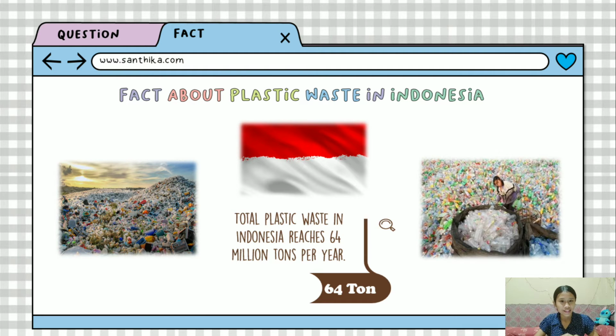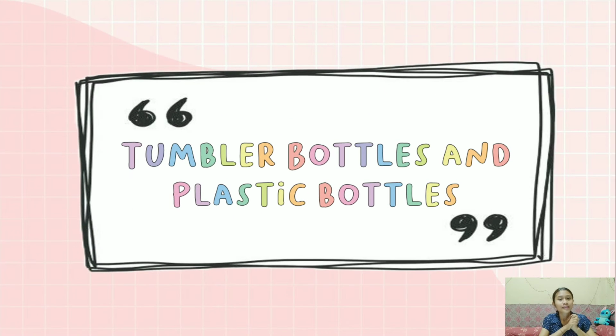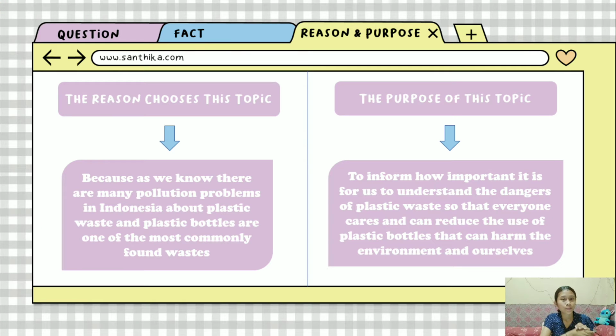So, after my explanation, do you know what the topic is that we will discuss today? Today we will discuss the pollution caused by plastic waste. And the topic is tumbler bottles and plastic bottles. Why did I choose tumbler bottles and plastic bottles for my topic? Because, as we know, there are many pollution problems in Indonesia about plastic waste, and plastic bottles are one of the most commonly found wastes.